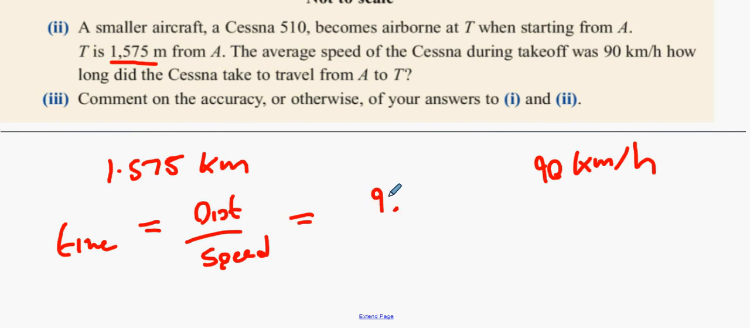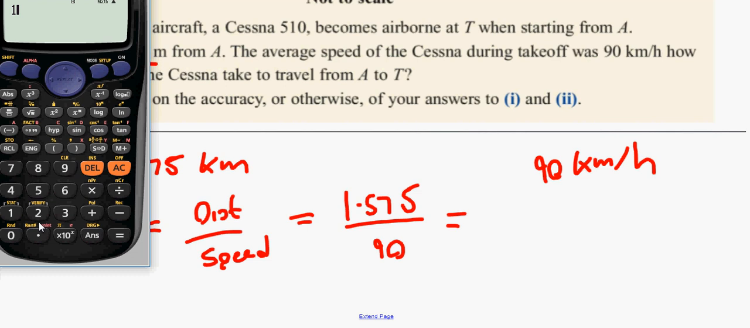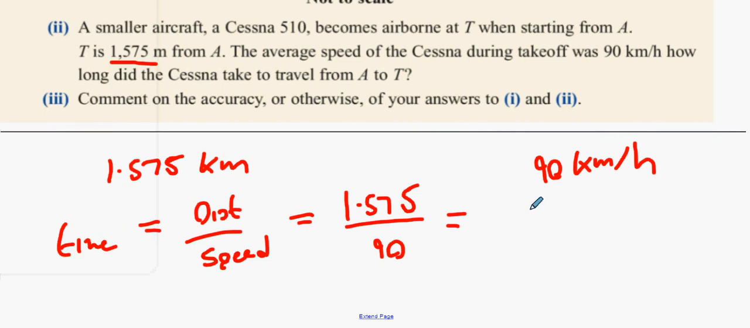So it's 1.575 divided by 90. Oh, no, wrong way around. 1.575 divided by 90. Alright, this is going to be interesting. That gives 7 out of 400. So that's what fraction of an hour it is, isn't it? Okay, just relax for a sec. It's 7 out of 400.